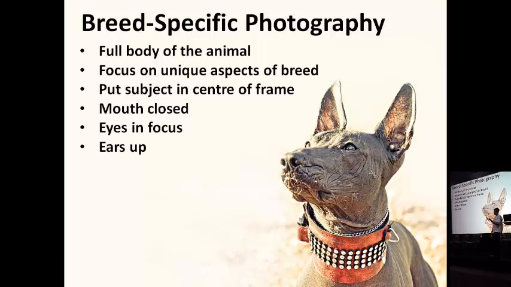Then, as I've mentioned earlier, mouth closed. It's fun to have a photo with tongue sticking out. That's awesome, right? And there's also a place for those type of images. But if you're taking a breed-specific photo, try and have the mouth closed, so at least the tongue in the mouth. Focus on the eyes and then ears up. Not pulled back. If they're a bit scared or skittish or whatever, they pull their ears back. If they've got ears that can stand up, try and get them up.